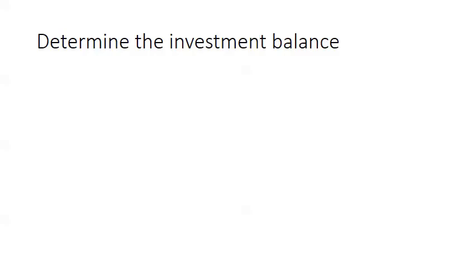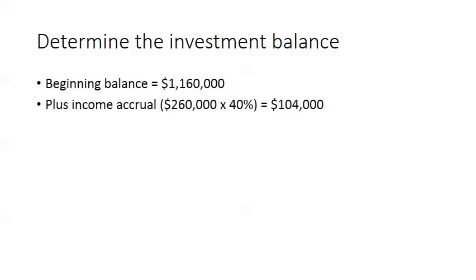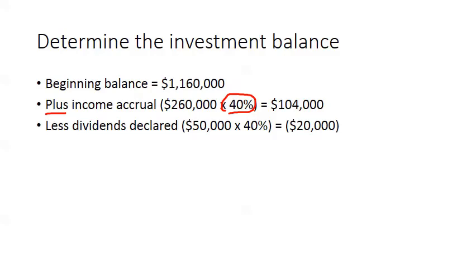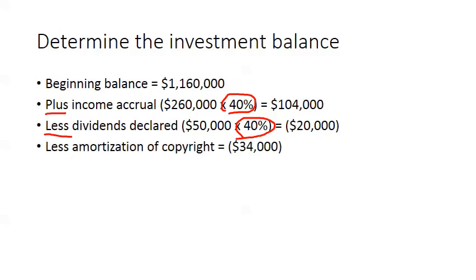So now we can determine the investment balance. Well, we said we're going to start with the beginning balance. What did we say earlier? Net income increases the investment. So I'm going to add in the income, which is $260,000 net income. Don't forget this. We don't own all of the company, so we have to adjust it. And then we subtract the dividends. So it's minus the dividends declared. And again, we don't own all of it, so $50,000 dividends times the 40% that we own is a $20,000 reduction. And then minus the copyright amortization. That's going to give us an ending balance of $1,210,000, which the question asks, what's the ending balance in the investment? So that is your answer.